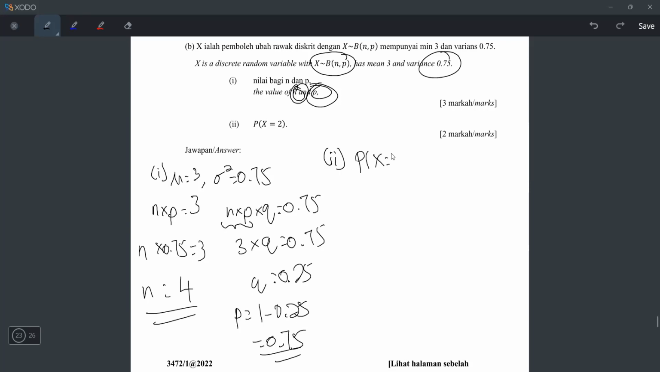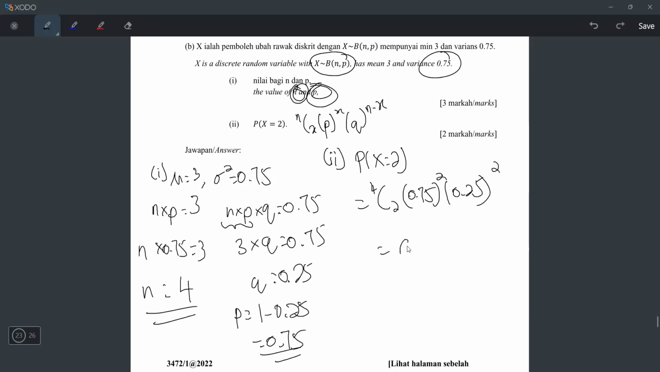What about question 2? They want to find P of x equals to 2. I will use this formula, nCx p power x q power n minus x. But I already know my n is what? 4. So 4Cx, but my x is 2. And then bracket, probability of success. What's probability of success? 0.75. Probability of failure, what is it? 0.25. And the power here will follow whatever is down here. So 2, and then 4 minus 2 is 2. Press this, it will get 0 point something. That's the answer. 4C2 times 0.75 squared, and then times 0.25 squared.